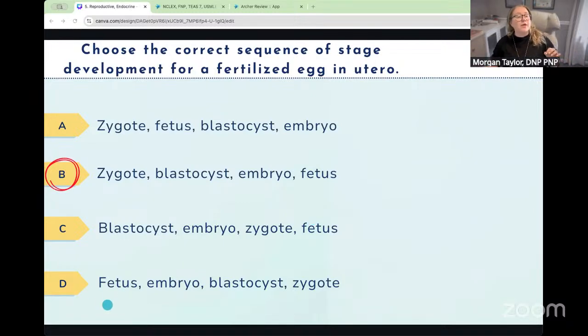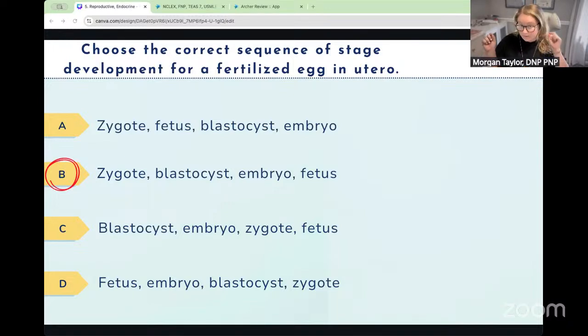I don't think any of you thought that the fetus started first. So with that being said, you could narrow it down to two answer choices, couldn't you? You knew fetus had to be last, so you just had to come over here between B and C and make your decision. And I think that's what some of you did because I saw some B's and some C's.